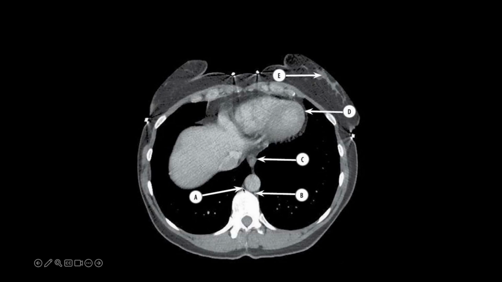Again, remember azygous and hemiazygous veins is what these are pointing to. C is your esophagus here.